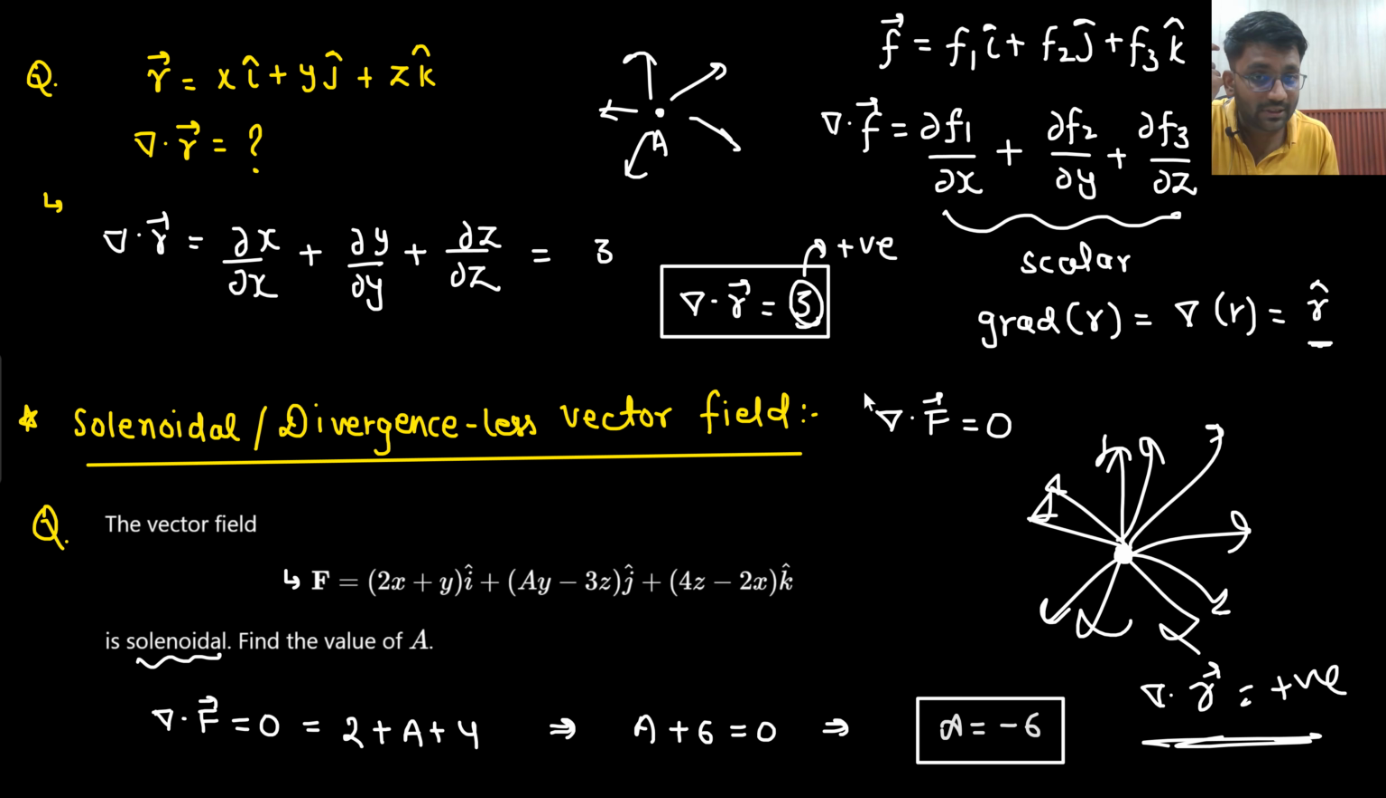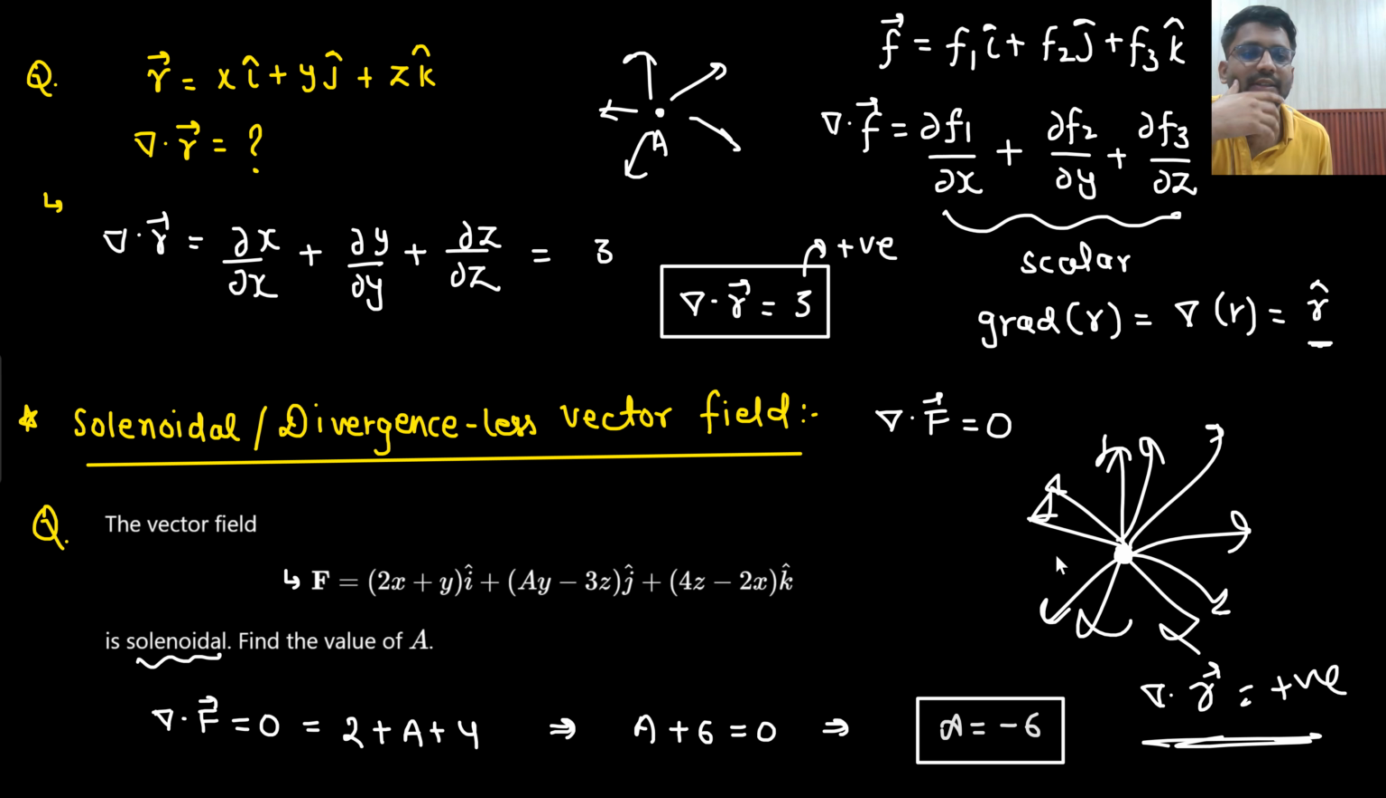Sir, what does this 3 represent? That you did not tell, right? Positive, fine. If it was negative, that means field lines would be converging. That is also fine. But what is the meaning of this 3? What does the magnitude represent? That you did not tell. You only talked about the sign.